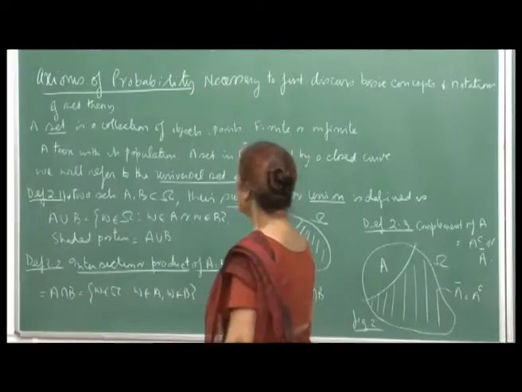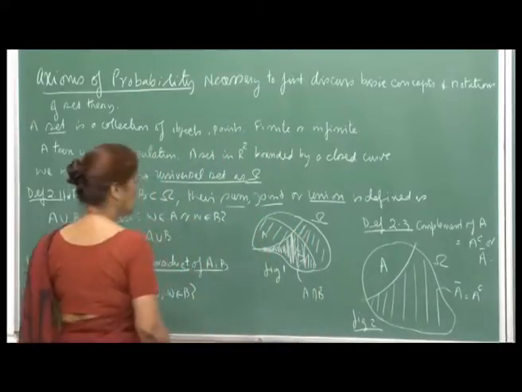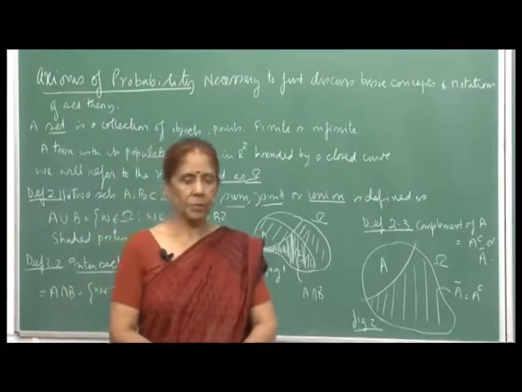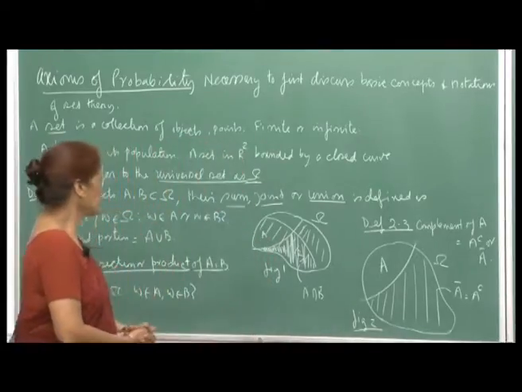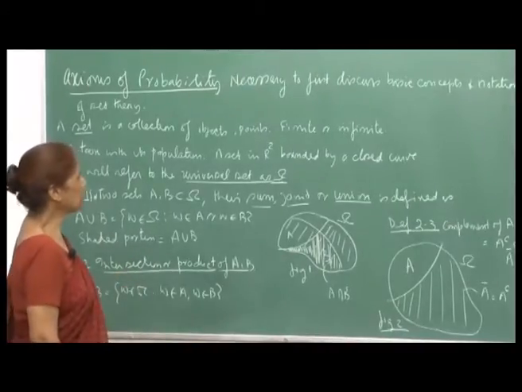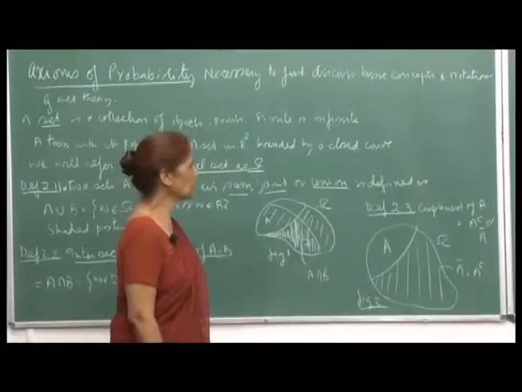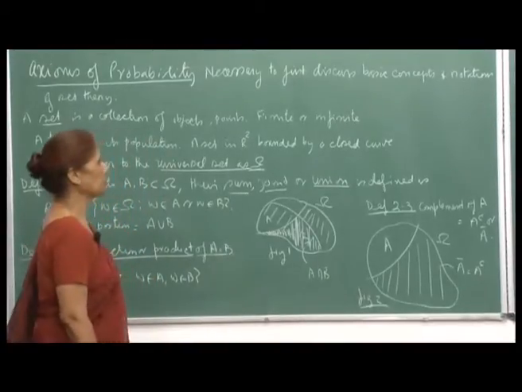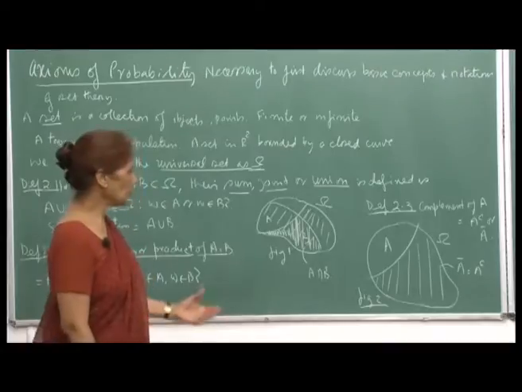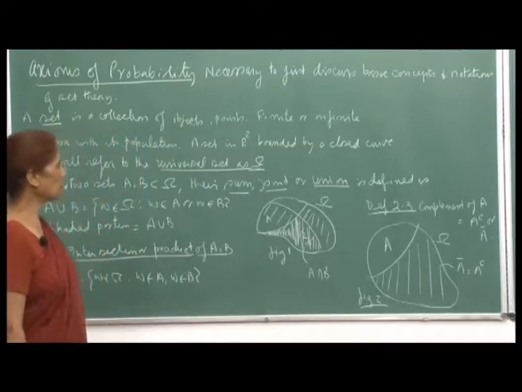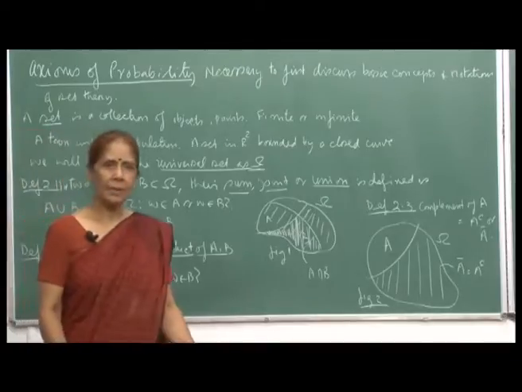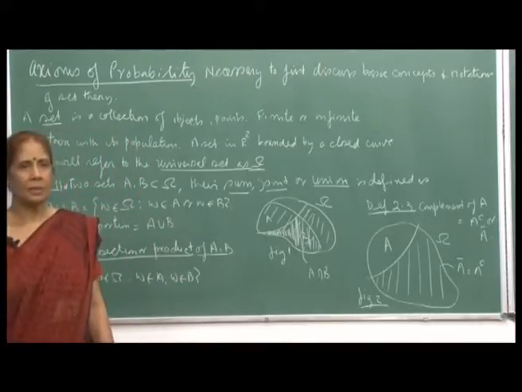Today I will talk about axioms of probability. I start by developing the theory of probability, and to begin with, it is very necessary to discuss basic concepts and notations of set theory. I will begin with the concepts of set theory and give you some notations, and then it will be possible to define the axioms and build the probability theory based on these axioms.